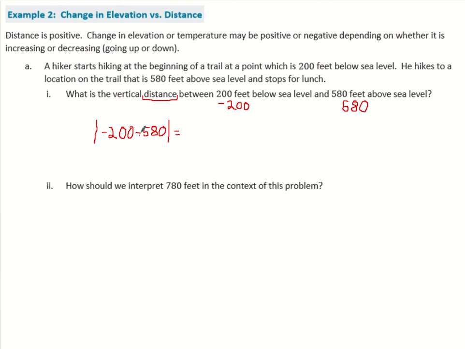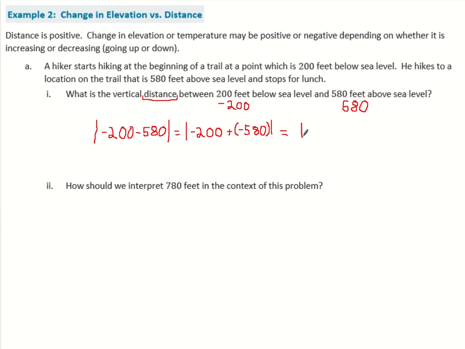Now, once again, my subtraction rule says, let's get rid of subtraction, make it addition. So I've got my negative 200. Instead of minus, it's going to be plus. And now I take the opposite of my second number. So instead of positive 580, it's going to be negative 580. What is negative 200 plus negative 580?